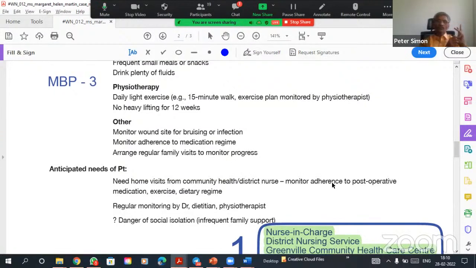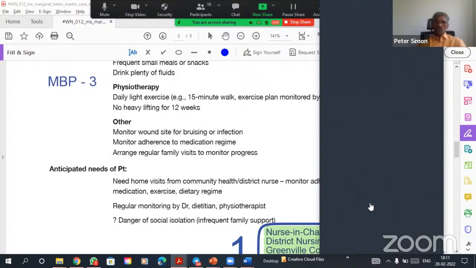Medication, number one. Diet, number two, and exercise, number three. In the same order you write. Monitoring medication, exercise, and dietary regimen is extremely necessary. Like that. Fine. This is for this particular letter, the discharge letter. Right. So complete this letter and submit.